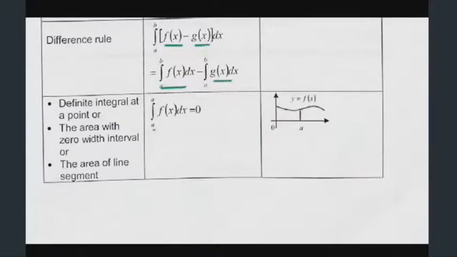So if you see here, the limit is the same. It's from a to a. So when you see this graph, we need to find the area of this line segment. Since the limit is from a to a, one dimension of this area is 0. Because there is one dimension of 0, the area is 0. So this is why the value of the definite integral is also 0.